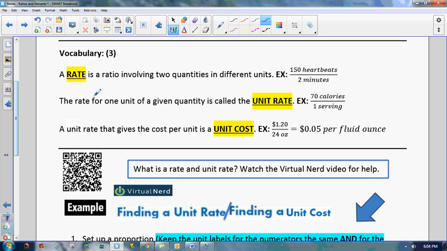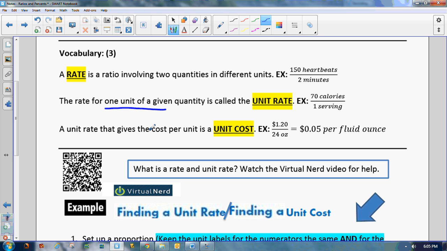Vocabulary 3. First one is a rate. This is a ratio involving two quantities in different units. For example, 150 heartbeats per 2 minutes. The rate for 1 unit of a given quantity is called the unit rate. Example, 7 calories per 1 serving. So for 1 unit of a given quantity.